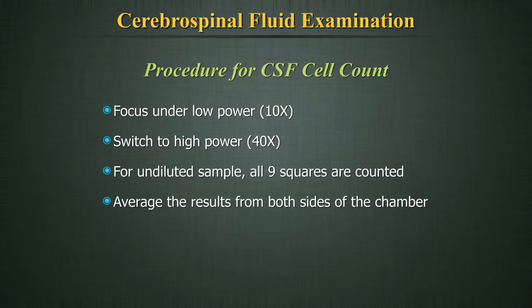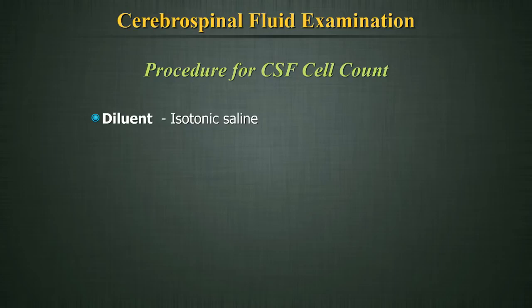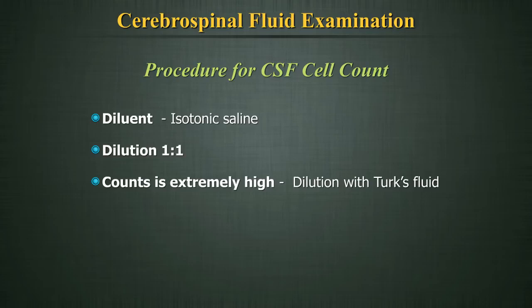Both WBCs and RBCs should be counted. If a diluent is required, isotonic saline may be used since it preserves both WBCs and RBCs. A 1:1 dilution is usually adequate to obtain a cell count. If the counts are extremely high, as in WBCs, dilution with Turk's fluid can also be done.